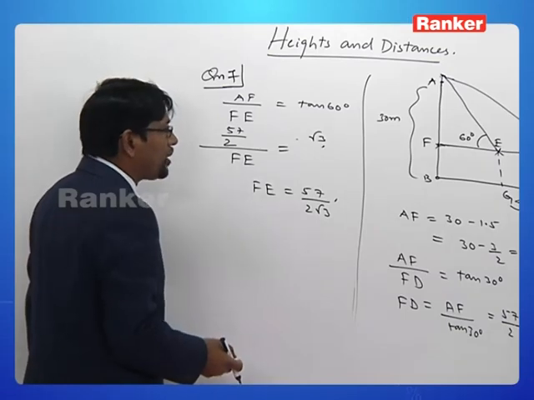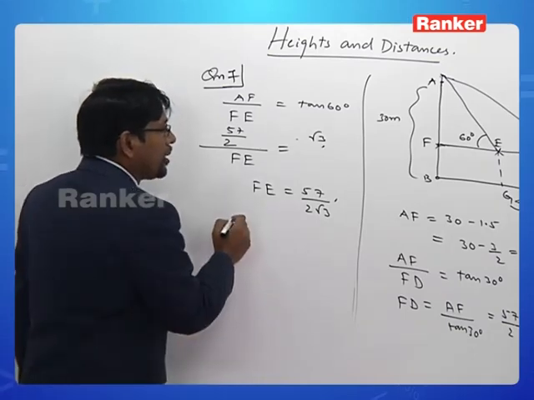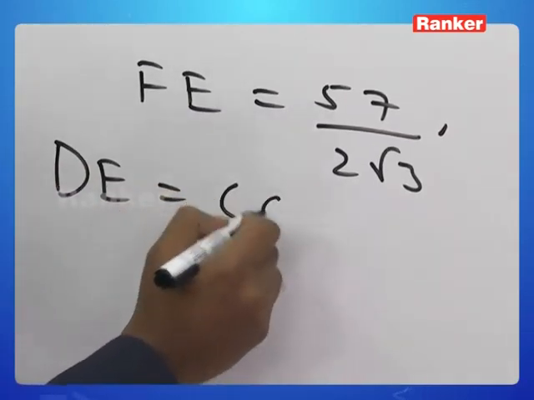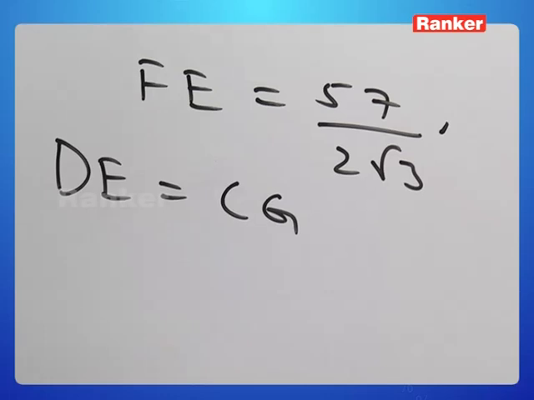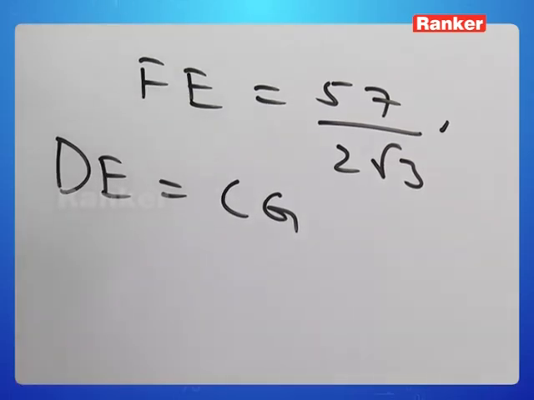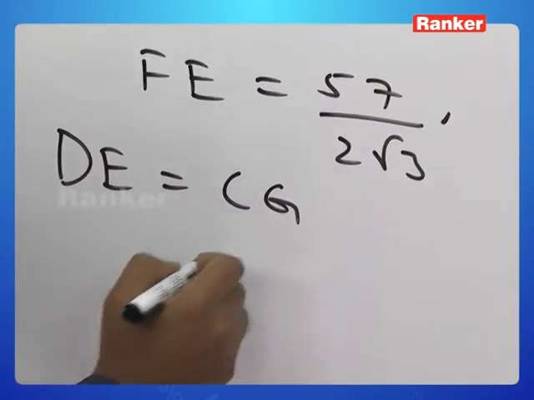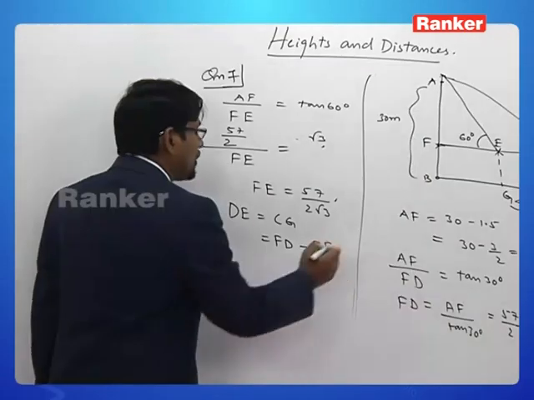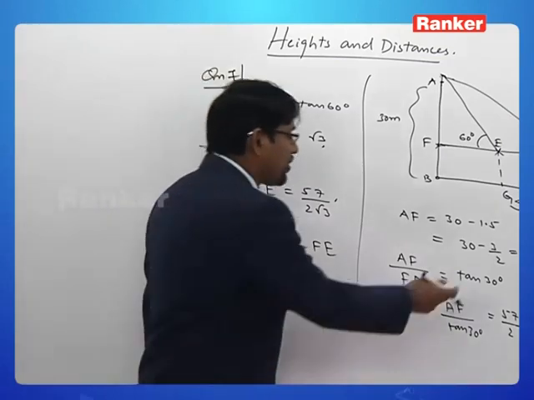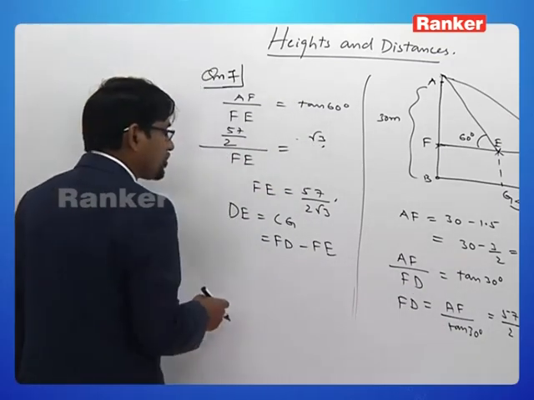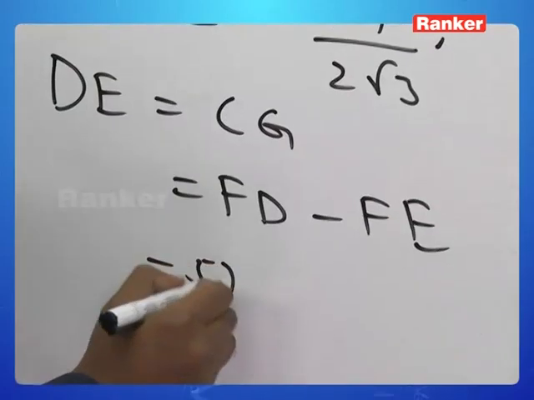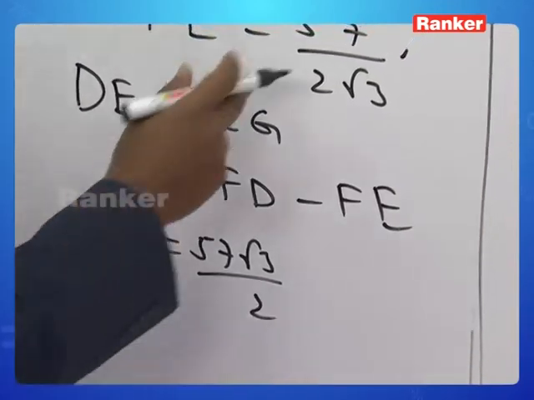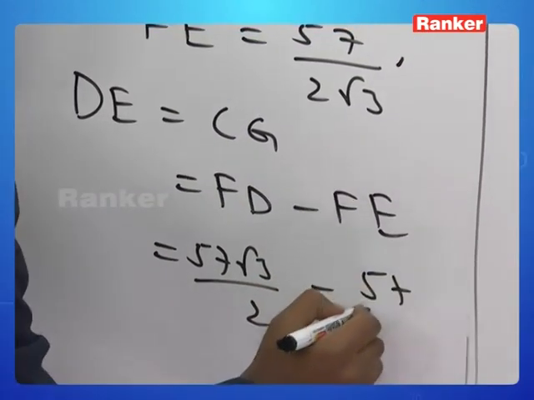Okay. Now what we want is DE, which is equal to CG, the distance through which he has walked. That is clearly FD minus FE. What did you find FD to be? 57 root 3 by 2. So that is 57 root 3 by 2 minus, what is FE? 57 by 2 root 3.